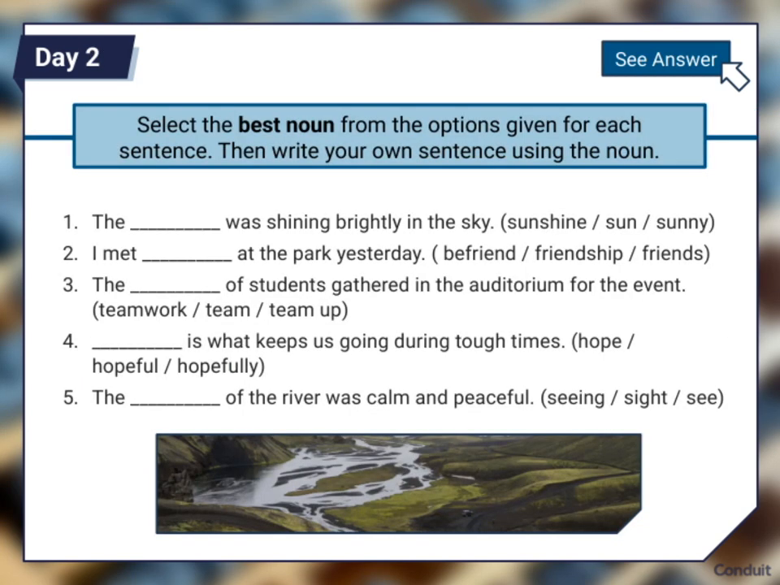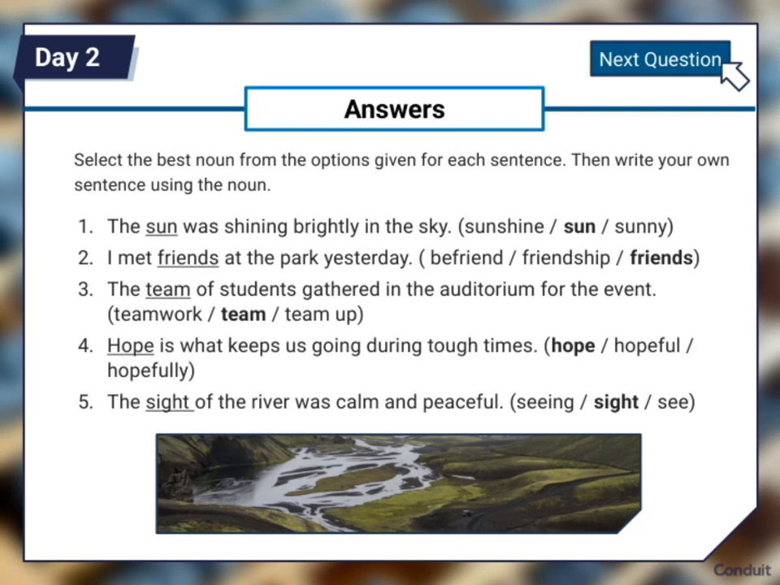Now, we're looking at a set of sentences where we need to choose the best noun to complete each one. This exercise helps us focus on understanding the role nouns play in different contexts, like the sun shining brightly, or a team gathering for an event. After selecting the right word, we're encouraged to create our own sentence using that noun. It's a simple way to build vocabulary and see how these words fit naturally into everyday language.